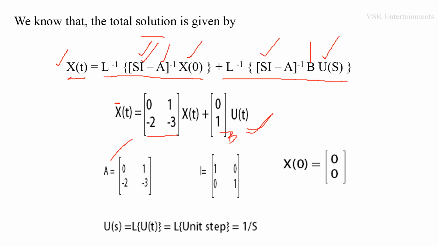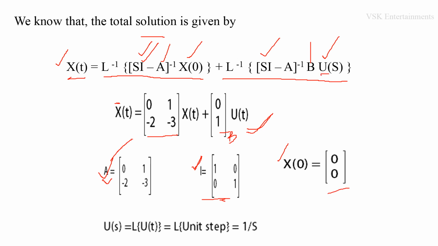And we are going to consider the identity matrix. The order of this identity matrix is the order of the system matrix. Here the system matrix is a 2 by 2 matrix, so we consider the identity matrix of the same order, that is a 2 by 2 matrix. And in the problem we already know the initial condition is a null matrix, that is matrix 0 comma 0.